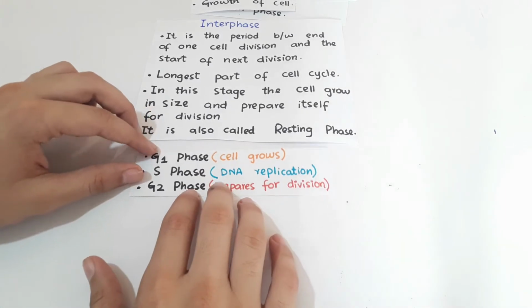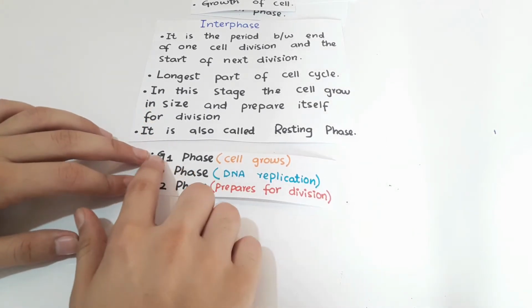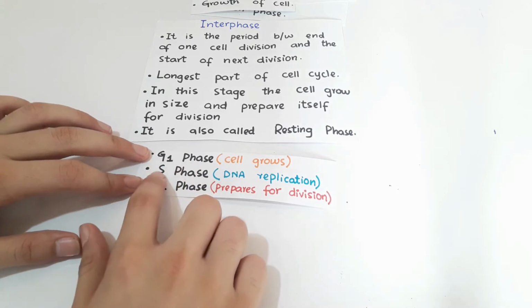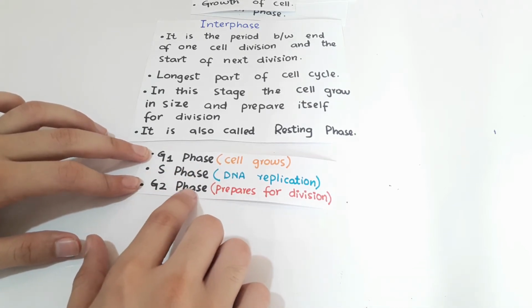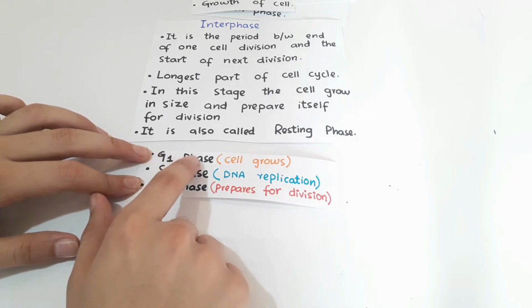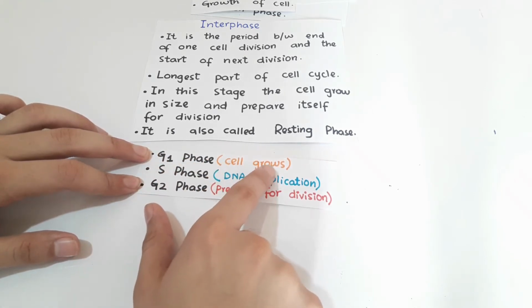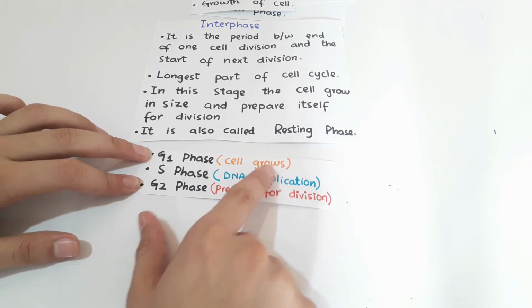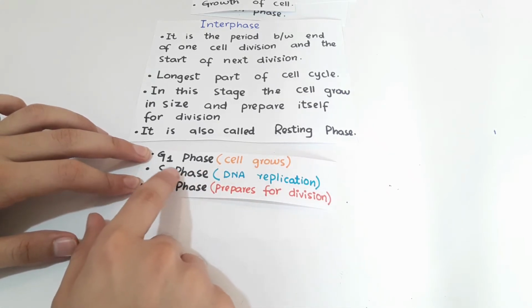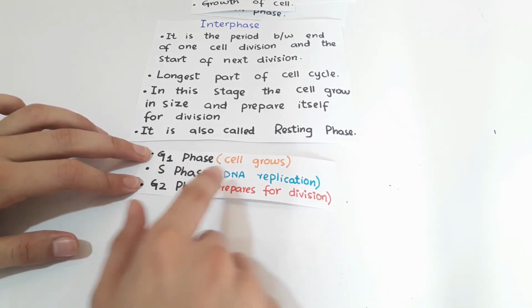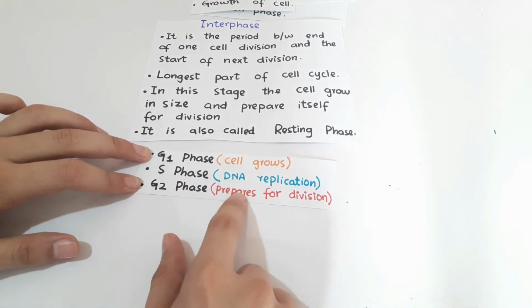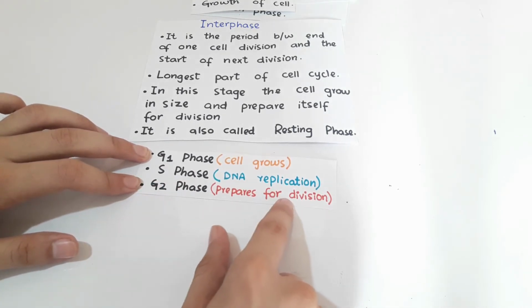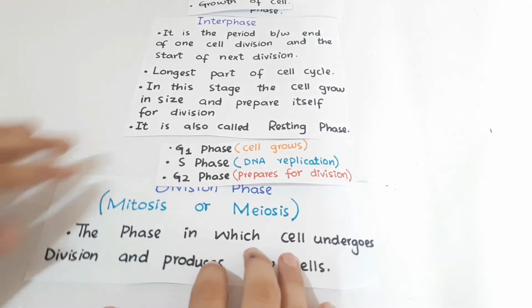Sub-phases of interphase. The sub-phases of interphase are G1 phase, the second one is S phase, and the third one is G2 phase. In G1 phase, the cell grows in size and performs its normal function. In S phase, meaning synthesis phase, the DNA replication takes place, while in the G2 phase, the cell prepares itself for the division.